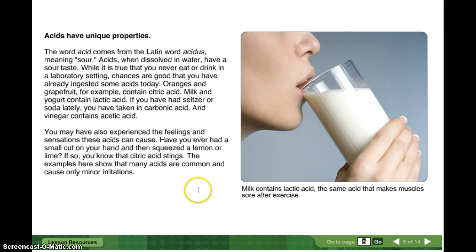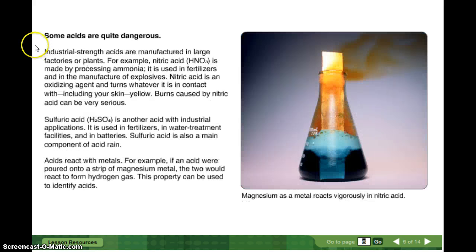Milk contains lactic acid, the same acid that makes muscles sore after exercise. Some acids are quite dangerous. Industrial strength acids are manufactured in large factories or plants. For example, nitric acid, HNO3, is made by processing ammonia. It is used in fertilizers and in the manufacture of explosives. Nitric acid is an oxidizing agent and turns whatever it is in contact with, including your skin, yellow.